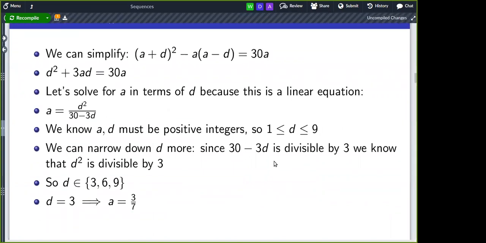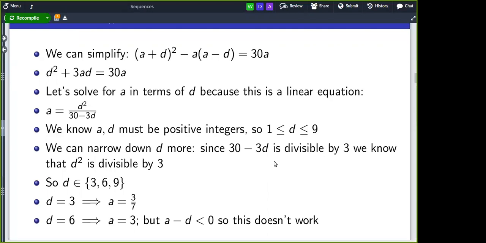If d equals 6, then we can put it in and a equals 3. But the first term is a minus d. And since all the terms are positive, this doesn't work. And then we're only left with one case, which is d equals 9. And that gives us a equals 27, which is good.